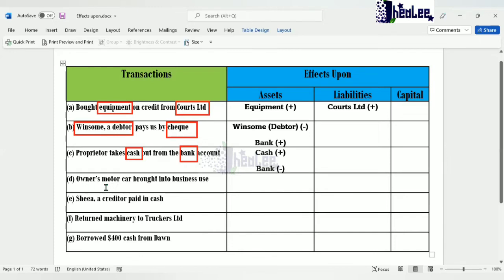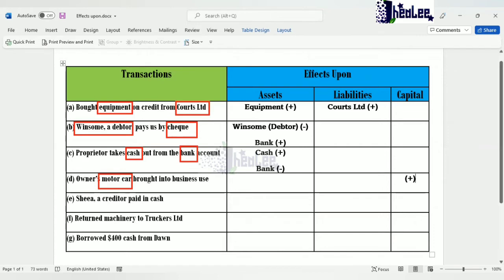Next transaction, owner's motor car brought into business use. Basically, it is saying that the owner uses a motor car to invest in the business, right? So the items affected by this transaction would be motor car and capital. Why? The owner uses a personal car as an investment in the business, so therefore capital has increased. So under capital, I'm going to put a plus to represent increase.